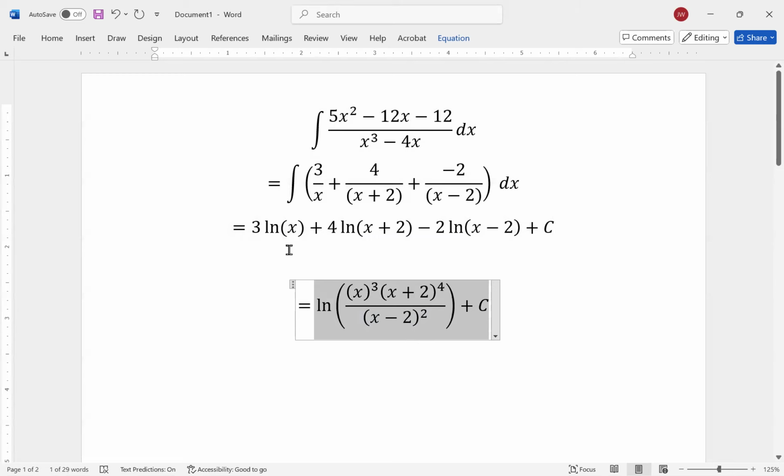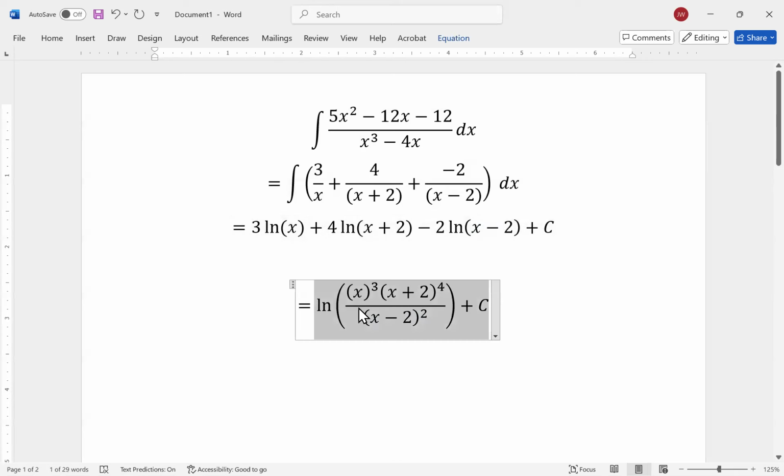So natural log of x to the 3rd, natural log of x plus 2 to the 4th. When you add two natural logs, you can multiply the insides. And then with a minus, you can either divide, or x minus 2 to the negative 2, you put x minus 2 to the positive 2 in the denominator. So there's lots and lots of different ways to rewrite this.